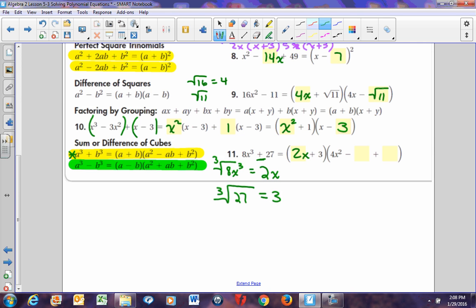And then I will do a squared, which would be 2x quantity squared, minus a times b, which is 2x times 3, plus b squared, which is 3 squared. So I have 2x quantity squared. That's how they came up with 4x squared, because you have to do 2 squared times x squared, which is 4x squared. Then we have 2x times 3, which is 6x. And then you have 3 squared, which is 9. So factoring by cubes is not hard. You just have to know how to plug it into the formula.